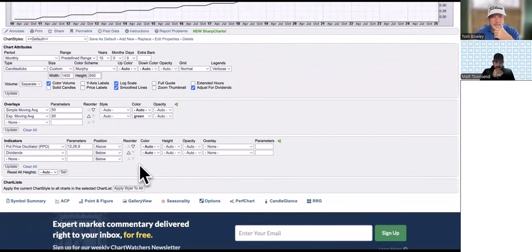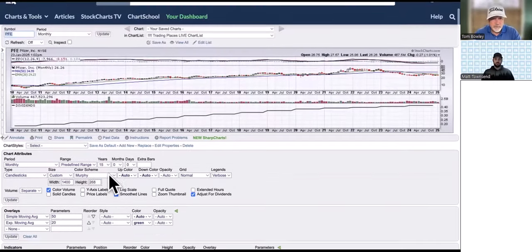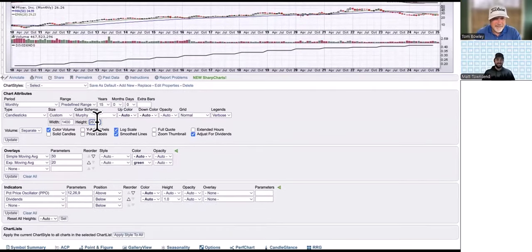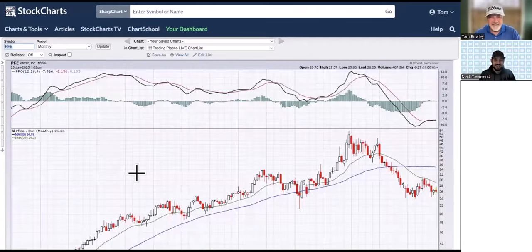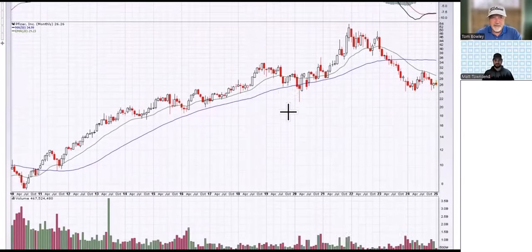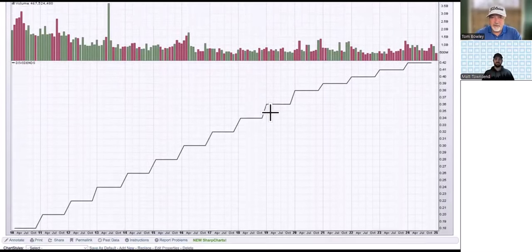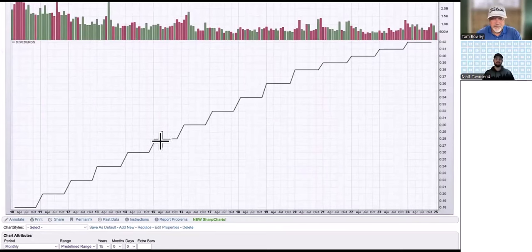Now let's make this 1.0 again, and maybe make this a little bit bigger. There we go. So now I've got the Pfizer monthly chart, PPO, and look at the dividends. I've got the dividends charted on here for me.